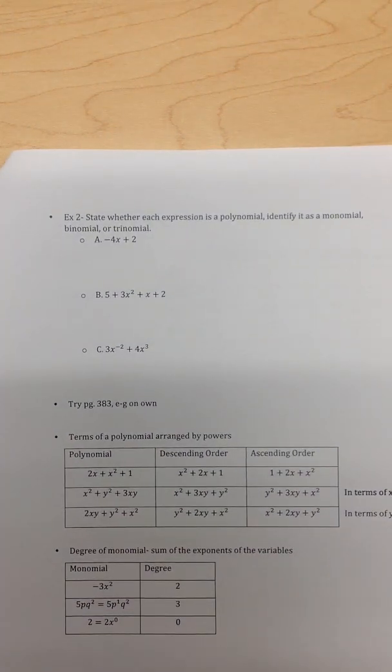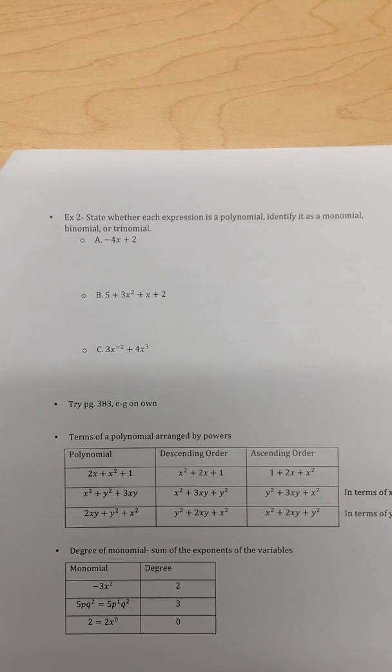Okay, so for example 2, we're supposed to figure out whether each expression is a polynomial, and then if it is, we're supposed to identify it as a monomial, binomial, or trinomial. So the first thing we're looking for is to see if it breaks any of those rules, like a negative exponent, or dividing by a variable, or something that makes these not polynomials. Then if we decide there's nothing wrong, we have to figure out if it's a monomial (1), binomial (2), or trinomial (3).